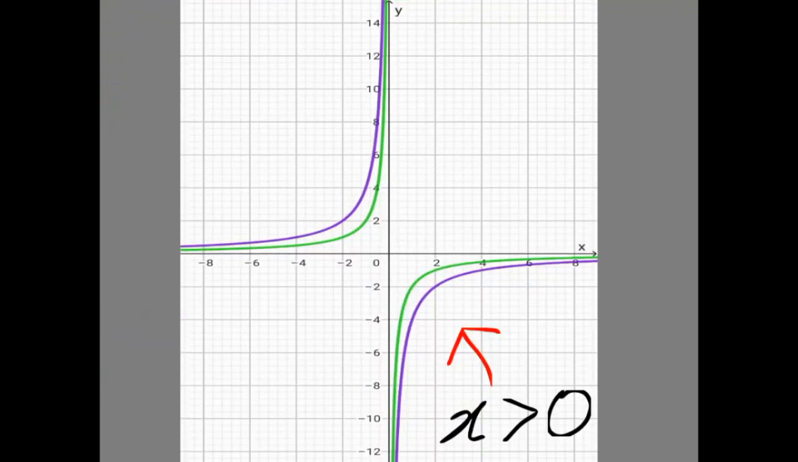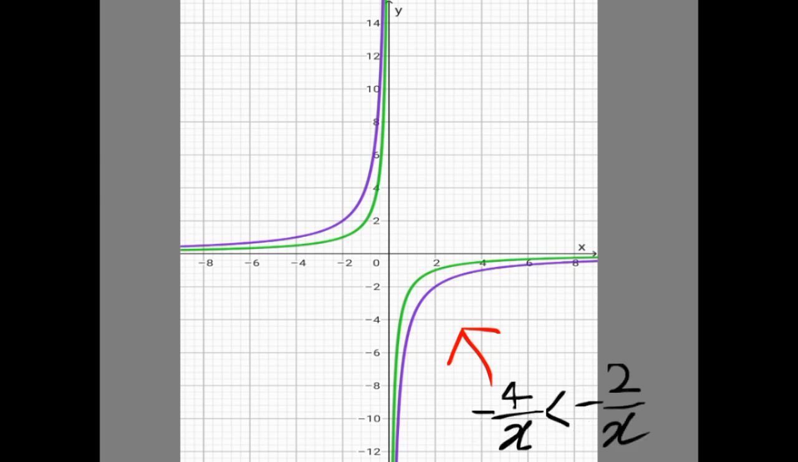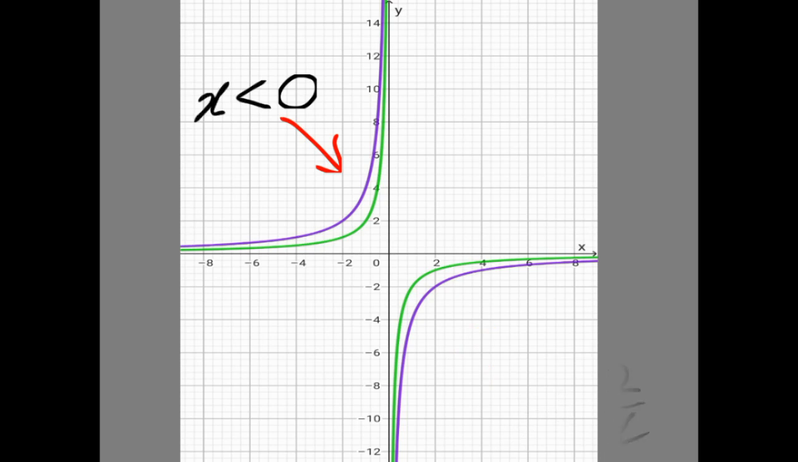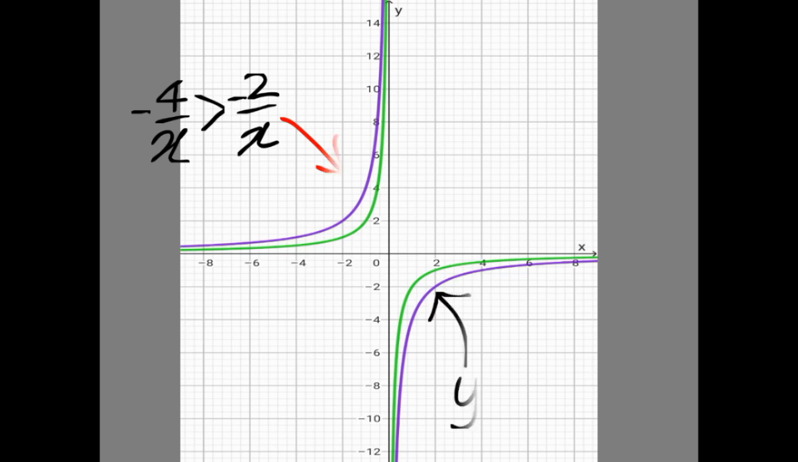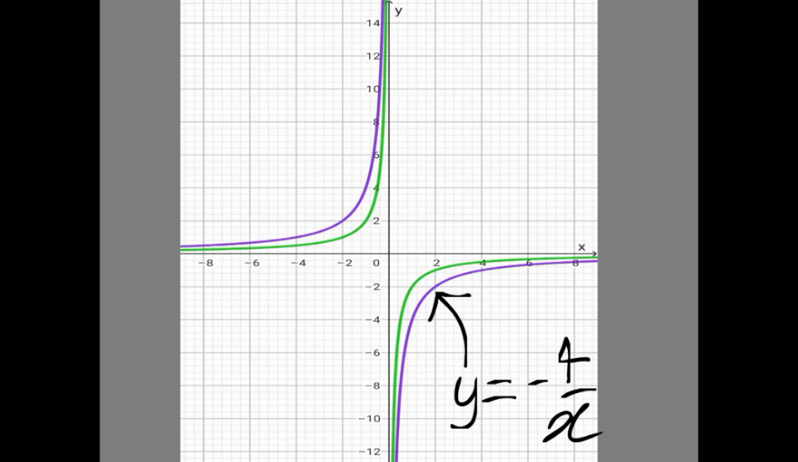So, for this quadrant, when x is greater than 0, for all the values of x, minus 4 over x is less than minus 2 over x. And for this quadrant, when x is less than 0, for all the values of x, minus 4 over x is greater than minus 2 over x. So, as you can see here, this is the graph of y equals minus 4 over x. And hence, both the graphs y equals minus 2 over x and y equals minus 4 over x would look like this.